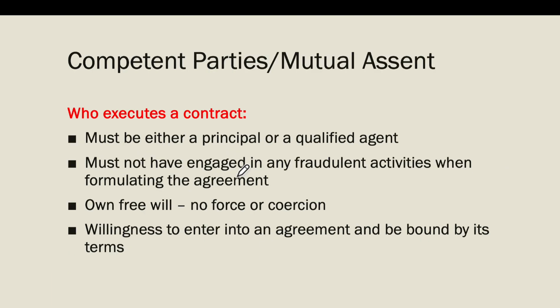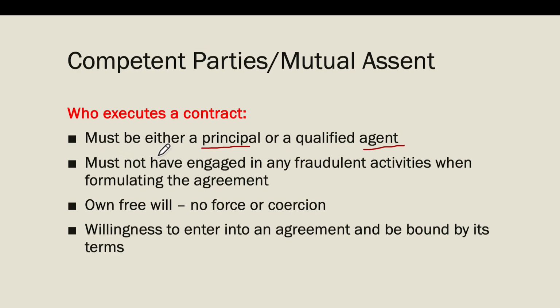And the last part is that in a contract, the person who executes that contract must be a competent party and there is mutual assent, which means mutual agreement. The one who executes a contract must be either a principal or a qualified agent. A principal means the owner of a business, who executes this contract, or a qualified agent, which means the procurement manager. So the procurement manager is the agent.